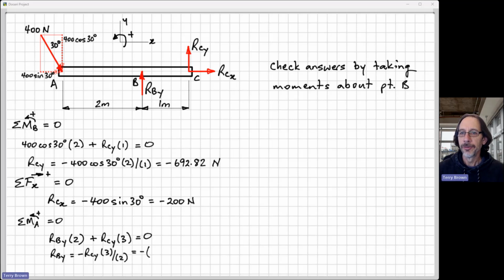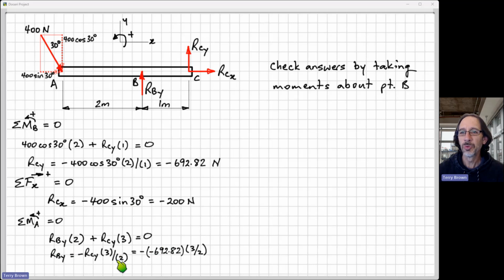Substitute in for our known value. If we go down here to the bottom of the page, RBY is now equal to minus RCY times 3/2. We've just rearranged that equation. And now when we substitute for RCY, we have to substitute the negative value that we got in here, so that we end up with a positive value for RBY.